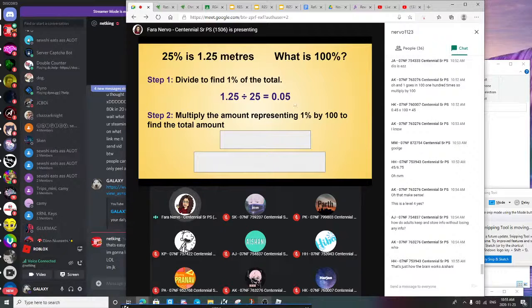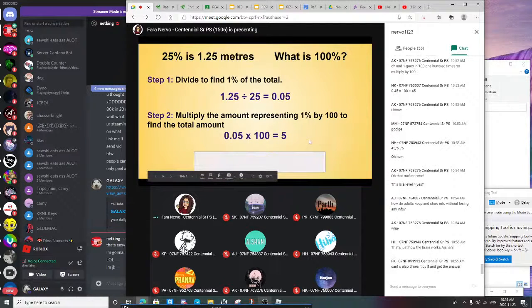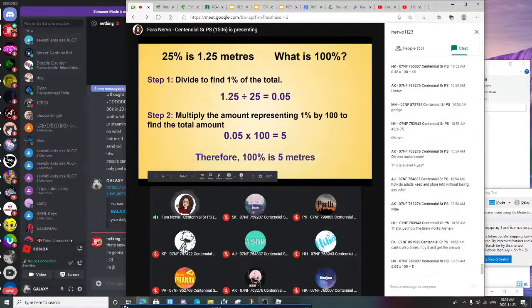Now that we have 1% represented, we need to take that and multiply it by 100 to get the total. So 0.05 times 100 equals 5. Therefore, 100% is 5 meters. Okay?